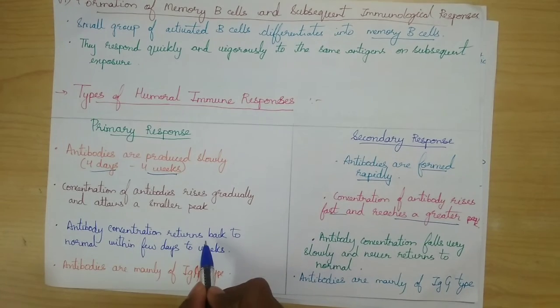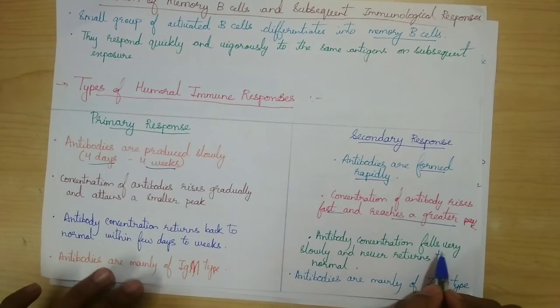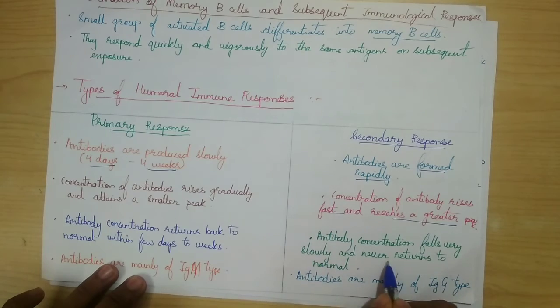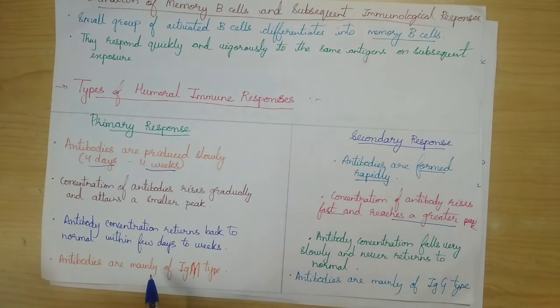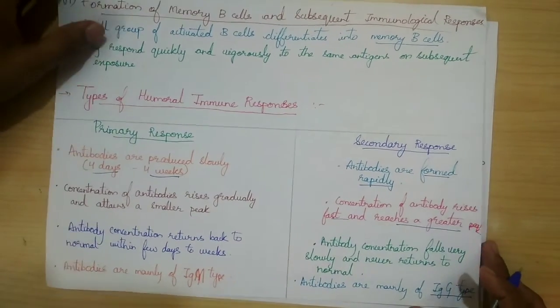The antibody concentration returns back to normal within few days to few weeks in the primary response. But in the secondary response, the antibody concentration falls very slowly and never returns to the normal range. The antibodies are mainly of IgM type in the primary response, and the antibodies in the secondary response are mainly of IgG type. So that's it in today's video.